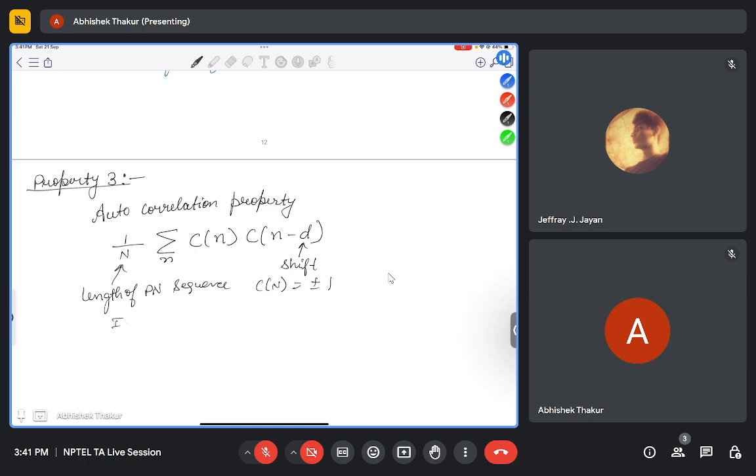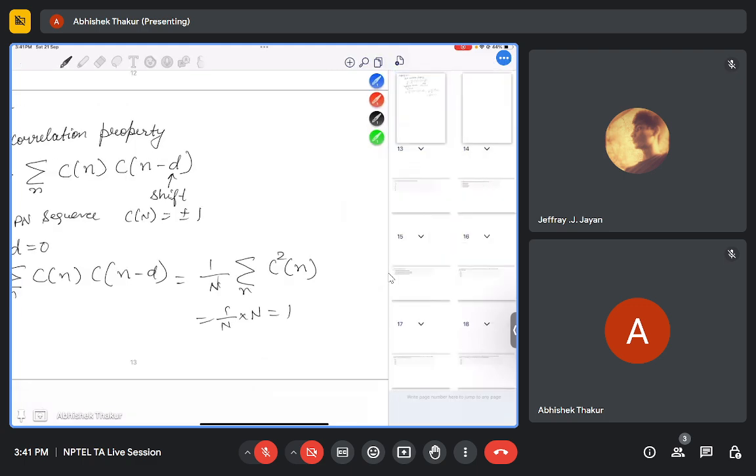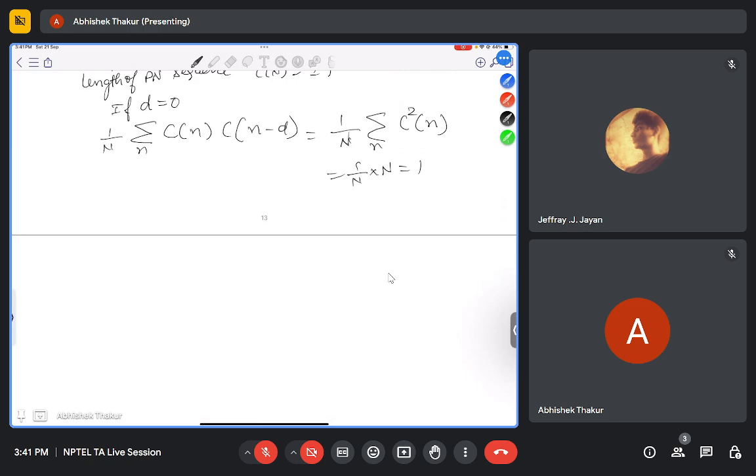So if d is equal to 0, then 1 by n of summation of C of n into C of n minus d will be 1 by n of summation of C of n squared. So this will be 1 by n of n. So this will be 1 because C square of n will be 1. So if d is equal to 0, the autocorrelation of PN sequence is equal to 1.